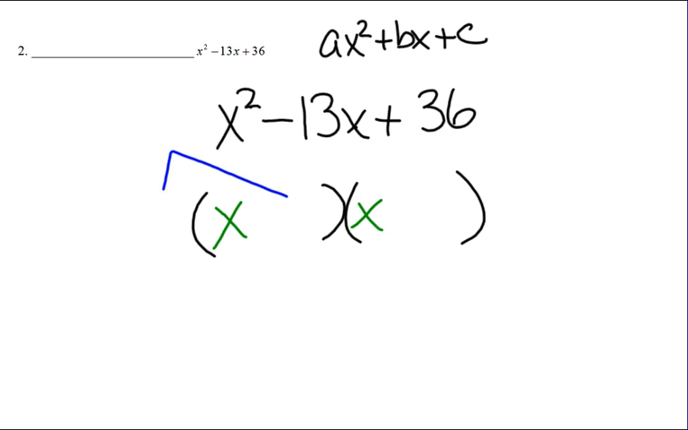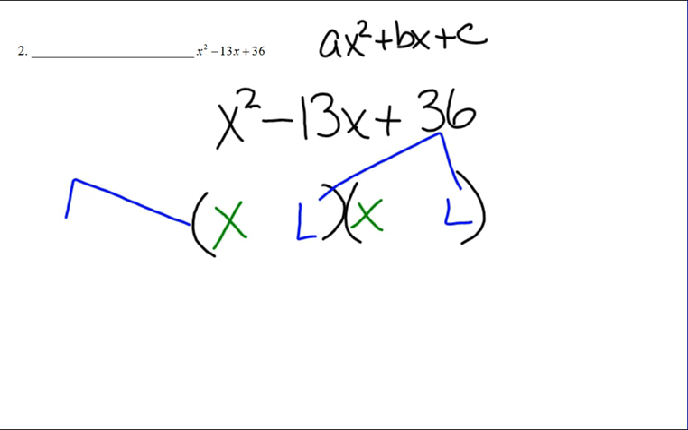Next, I think about what values, when I multiply them together, would give me my last. I'll show you in a minute why I think this way. So I go to last in my head. Well, there's a bunch. I could do a 6 and a 6. What if I divided by 2? I'd get 18 and 2. I could do 2 and 18. I could do 9 and 4.